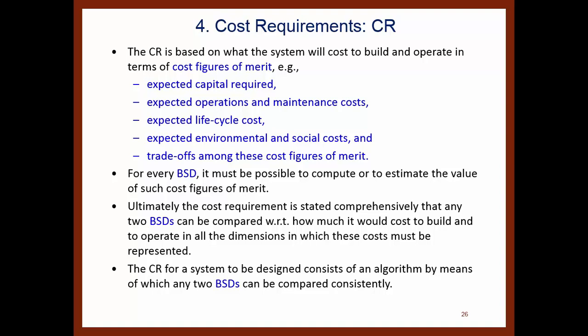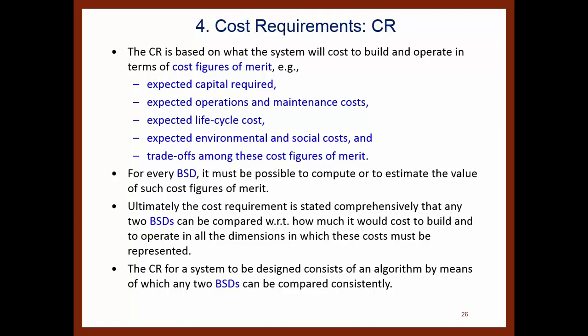So now we're looking at how much money you have or how many resources you have. It could be in terms of expected capital required, expected operation and maintenance costs, expected life cycle costs, expected environmental and social costs, and trade-off among the cost figures of merit. For every buildable system design, it must be possible to compute or to estimate the values of such cost figures of merit. Okay, so for every possibility of a buildable system design, we should be able to compute the cost for that.